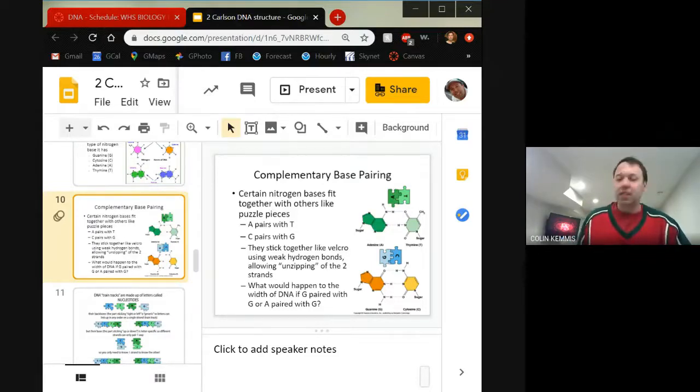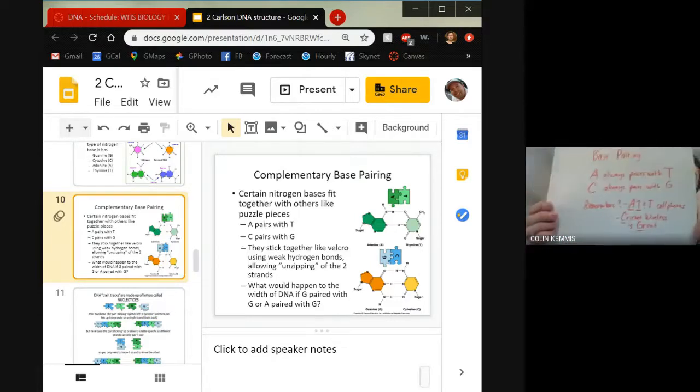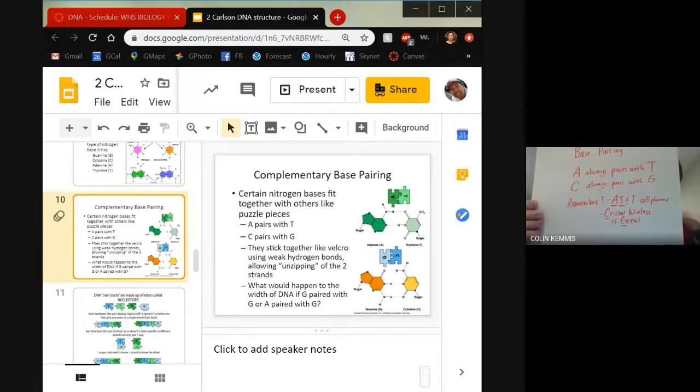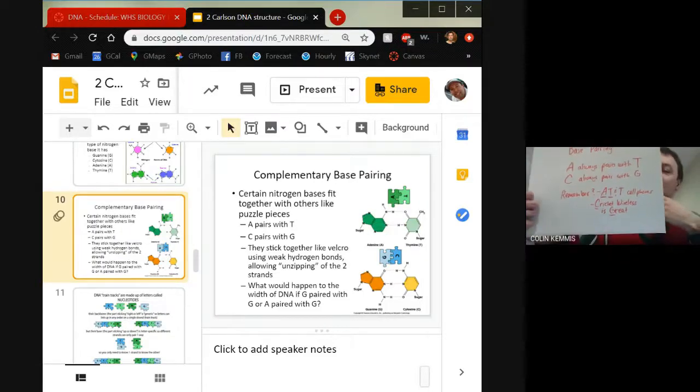So how do you remember this? I got a trick for you. A always pairs with T, and C always pairs with G. I always think of the wireless companies. I mean, you have AT&T, or have you heard of that one? If you remember the AT&T wireless, you can remember A always goes with T. Another way to remember is Cricket Wireless. Cricket Wireless is great. If you remember Cricket Wireless is great, you can remember C always complements or pairs with G.